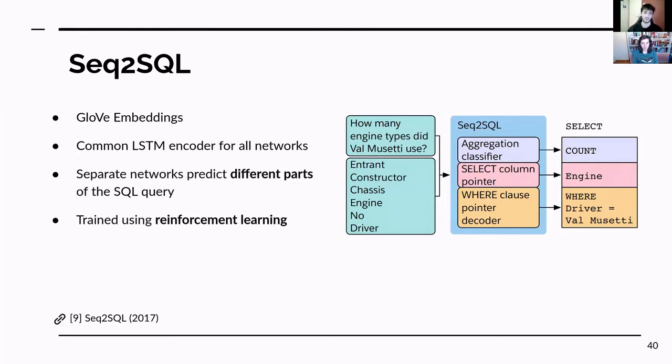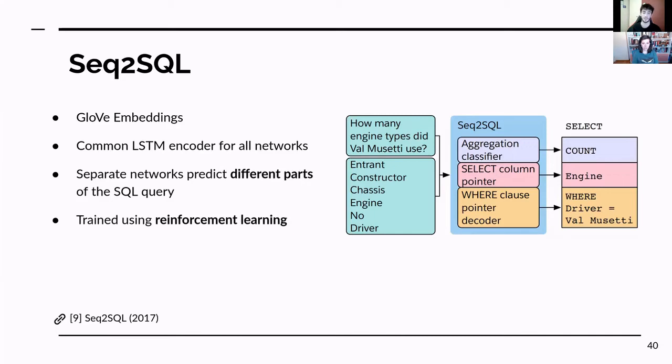The way it works is that it transforms the input into vectors using GloVe embeddings. Then it processes these embeddings using LSTM encoders. And we have the same LSTM encoder for all three networks of Seq2SQL. And Seq2SQL uses three separate networks for predicting different parts of the SQL query.